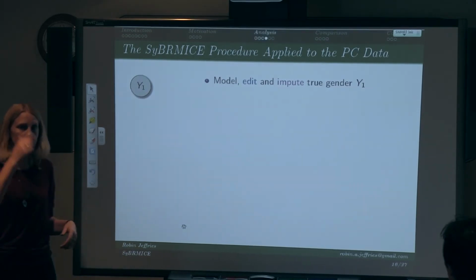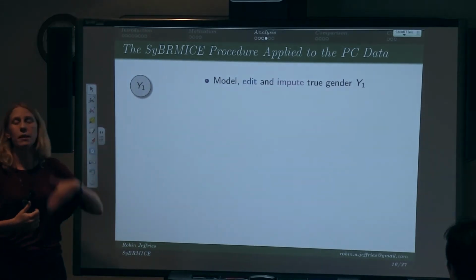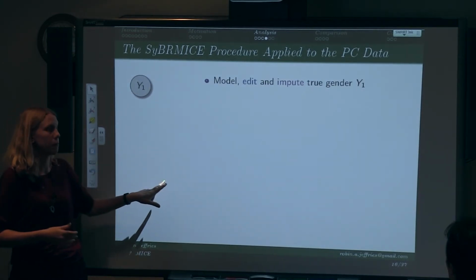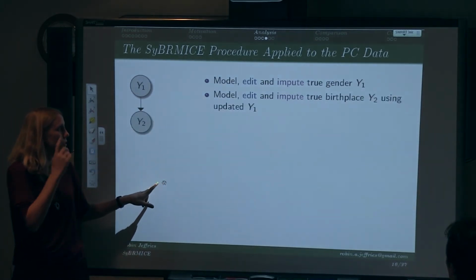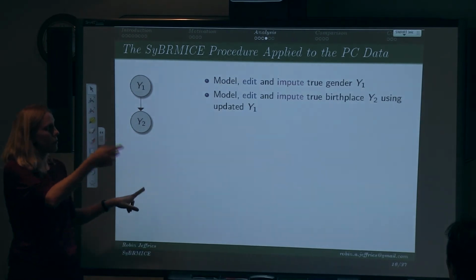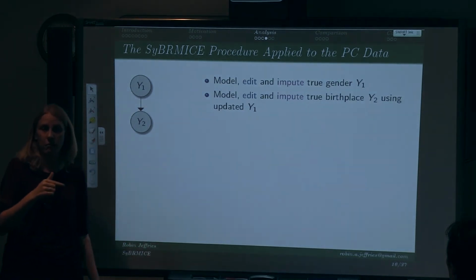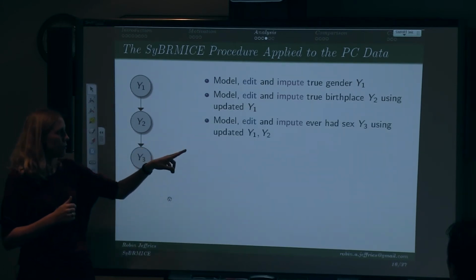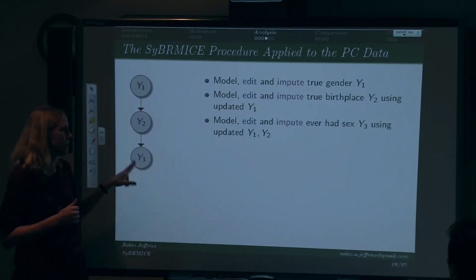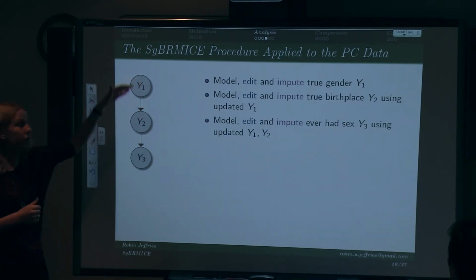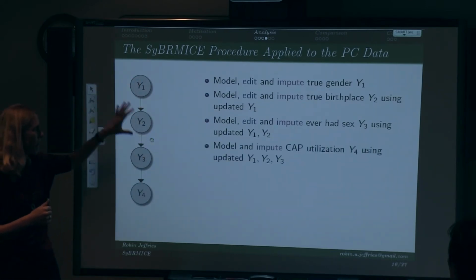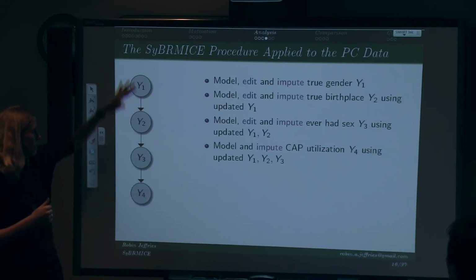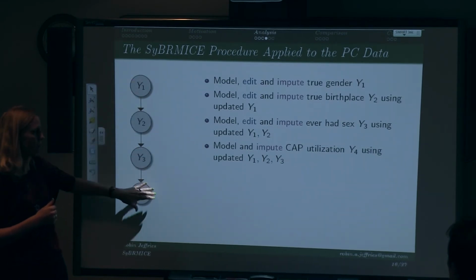So the cycles for these 5 variables follow the same cycle that I mentioned before, where I'm going to model, edit, and impute gender. Then model, edit, and impute true birthplace using the updated values for gender. Model, edit, and impute ever having sex using the updated versions of gender and birthplace. And then I'm going to model and only impute cap utilization using the updated versions of Y1 through 3.